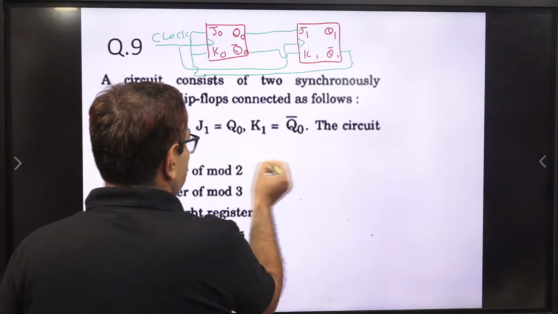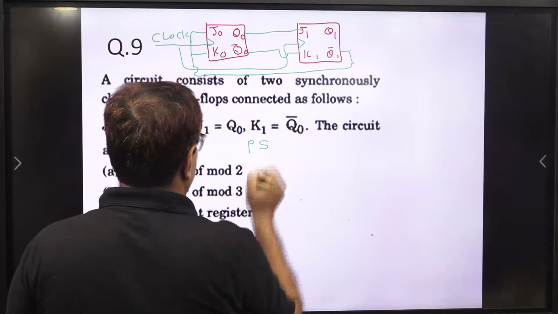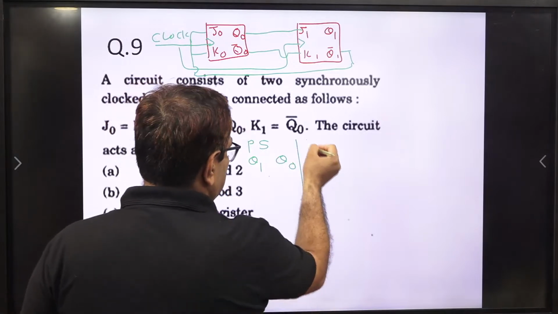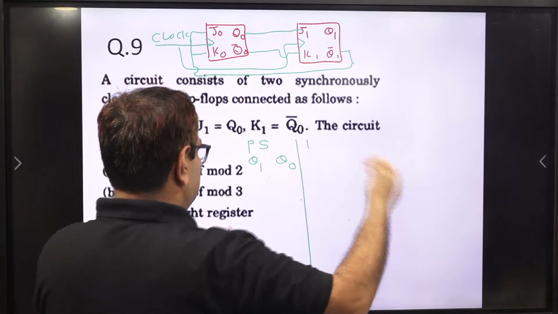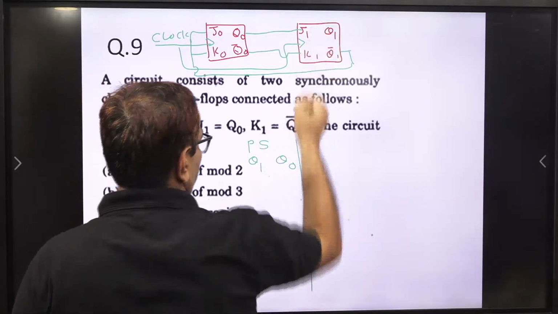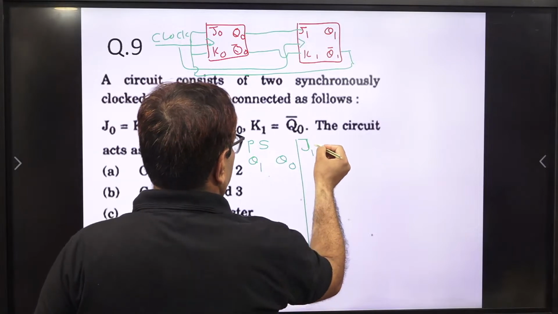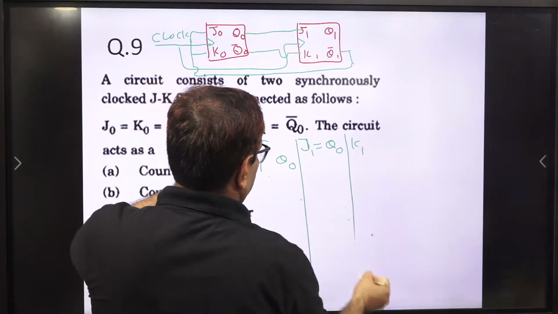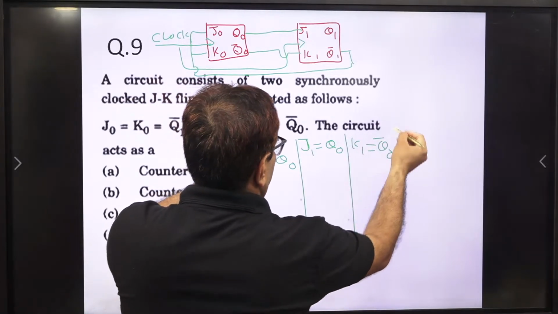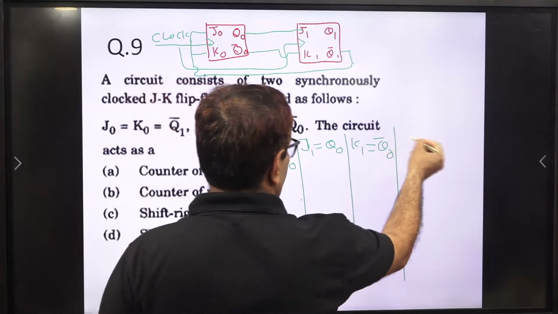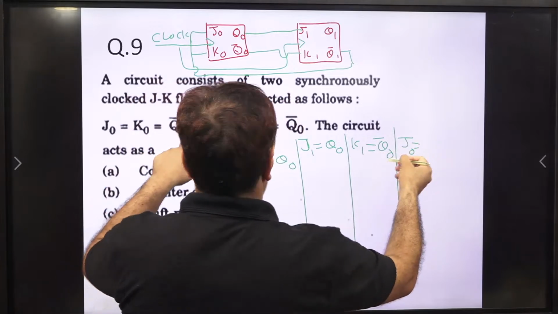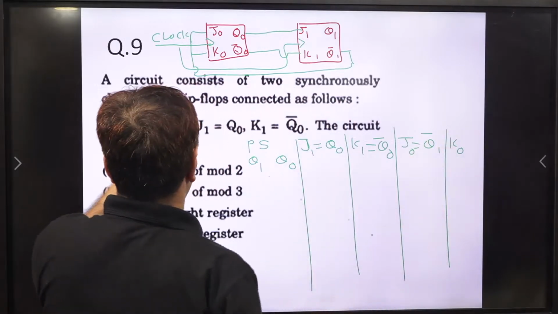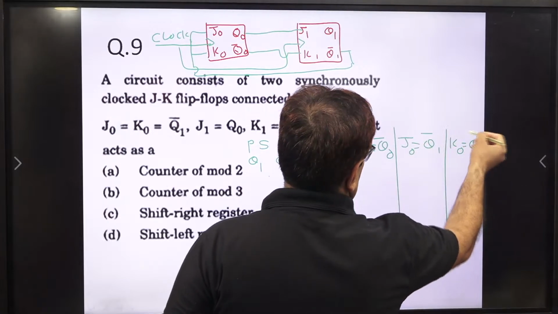So let us write here the present state, PS. So Q1 and Q0. Then you write the next state, then write the connections. Q1 is the state of this flip-flop, so its inputs: J1, which is equal to Q0, and then K1, which is equal to Q0 bar, and then J0, which is Q1 bar, and K0, that is also Q1 bar.